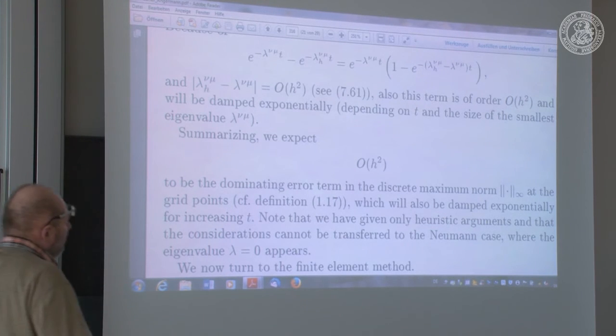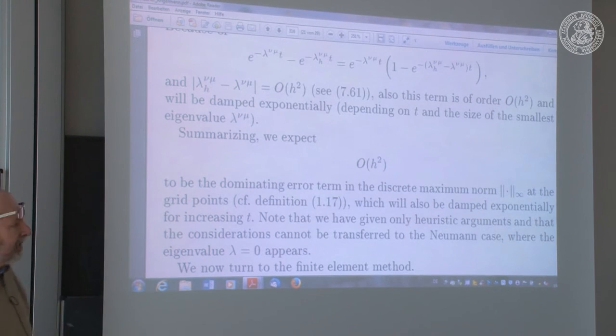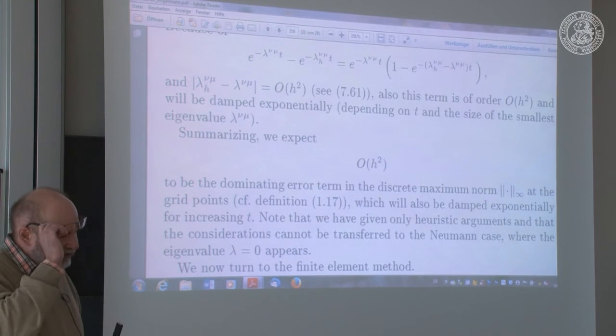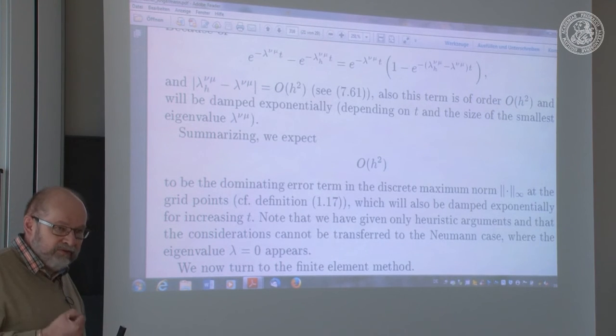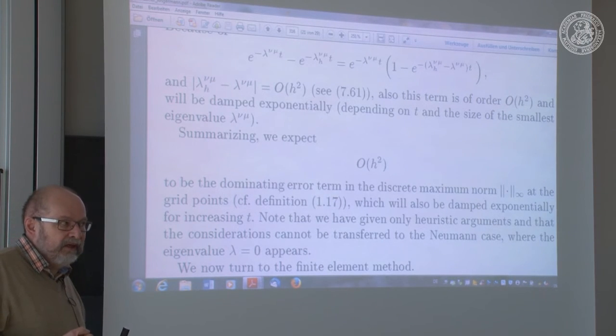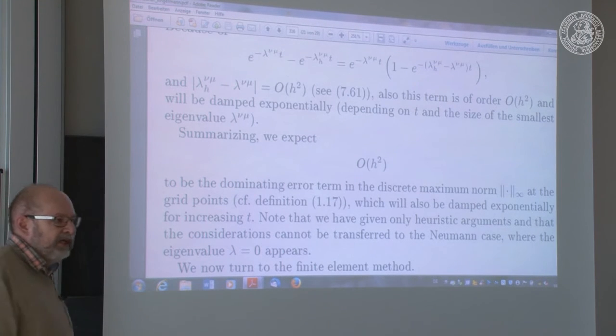We had to work with the explicit solution, and there was one more severe situation, namely we really worked with the fact that all the eigenvalues are positive. So we have excluded the situation of pure Neumann, pure zero flux boundary conditions. We really have to have that all components decay exponentially.